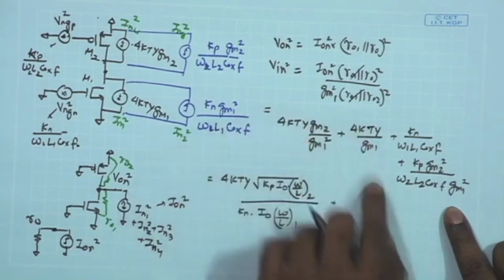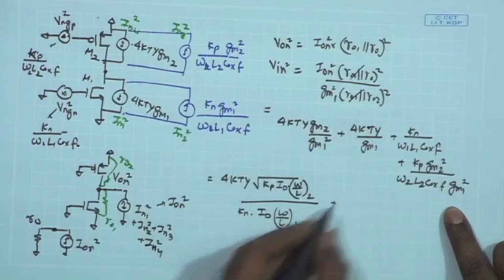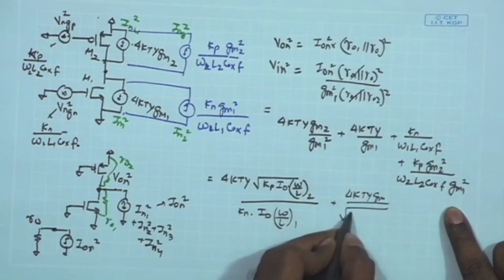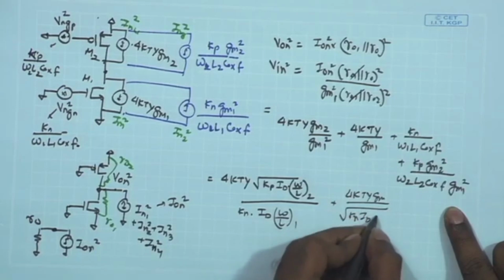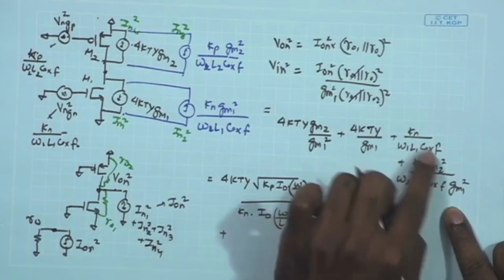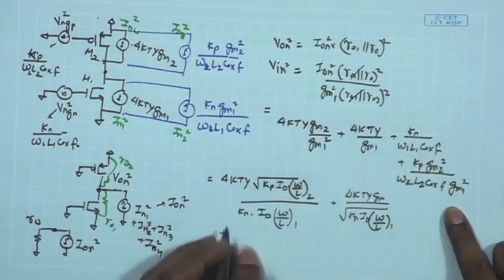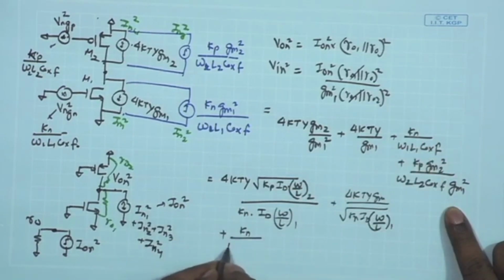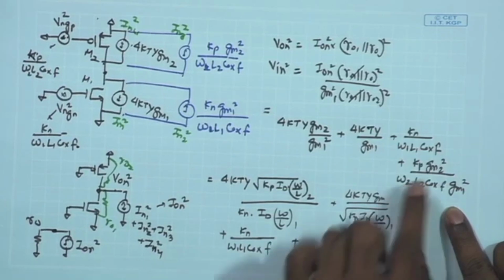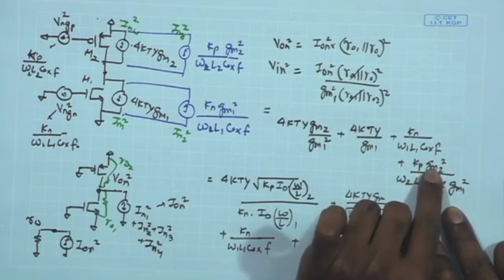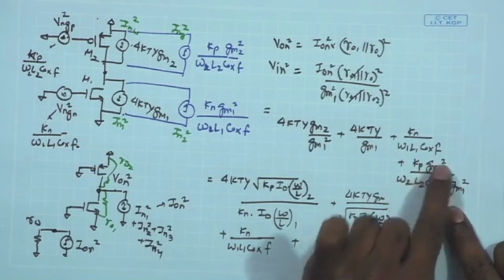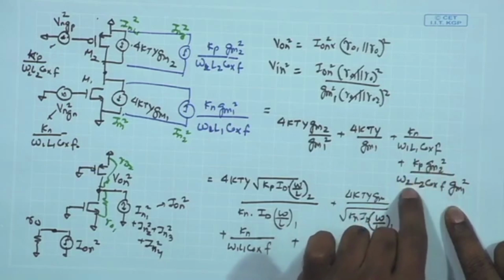Likewise, the second term also has the same thing, 4 kT gamma Gm and root under Kn I d W by L 1. And the second term, once again, is already simplified in terms of W1 L1 COX times F. For the last term we need to break down the GM2, which is going to have a W by L 2 component. So, W2 of GM2 and W2 over here will get cancelled.